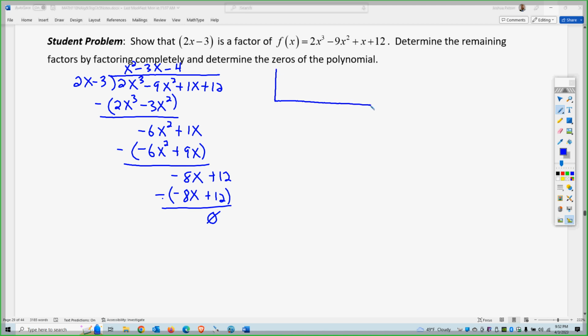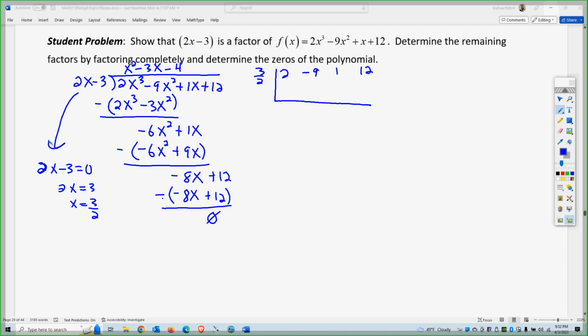All right, so I get a 2, a negative 9, a 1, and a 12, right? So what I want out here is a 3 over 2. Well, why is that? If I solve 2x minus 3, I get 2x is equal to 3, or x is equal to 3 halves. That's my 0, right?